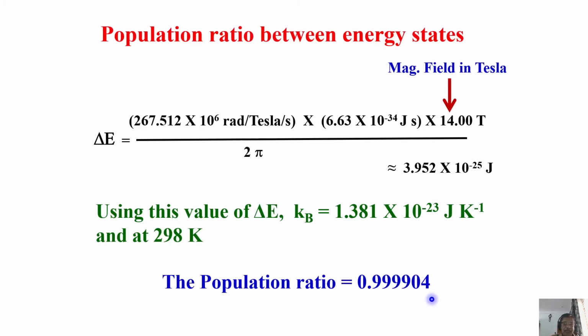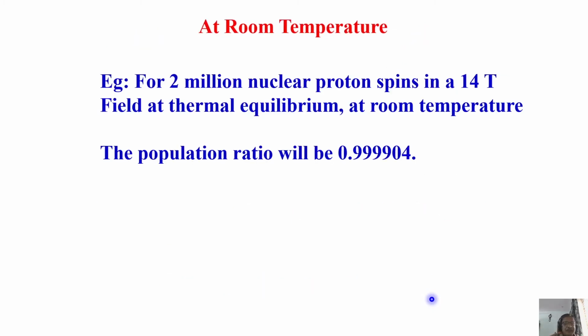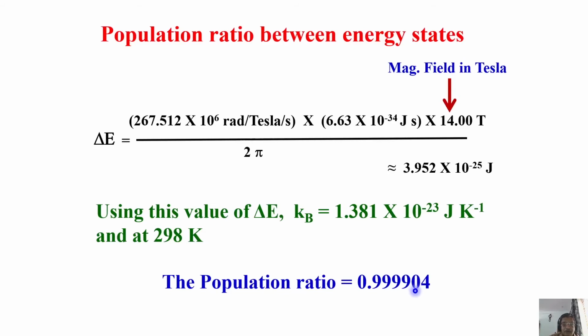You understand? The population ratio is 0.999904. What does it mean? That means the number of spins in both energy states is more or less the same, almost equal. Is it not? It is close to 1. Almost, I would say, it's 1. There is a very small difference in the sixth decimal place. So it's a very small value, and the population difference is negligibly small.